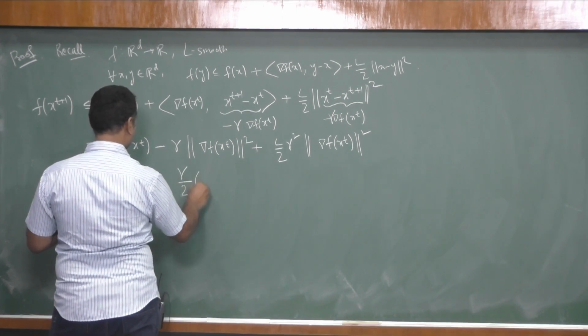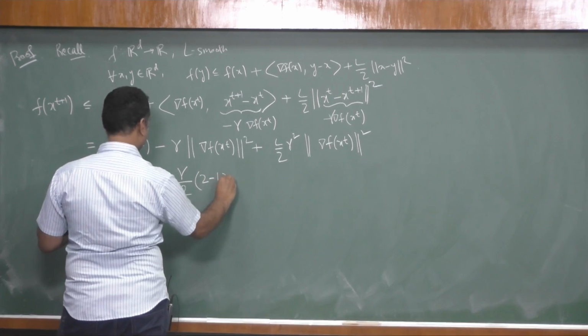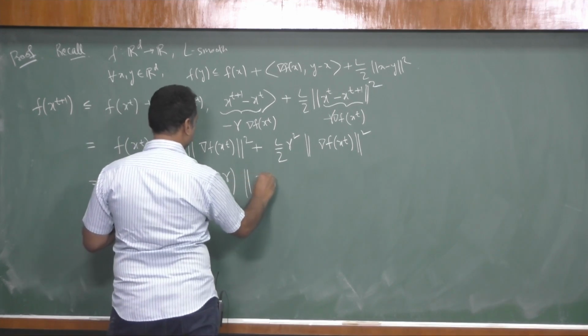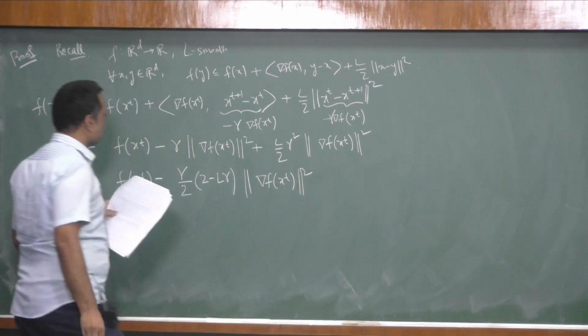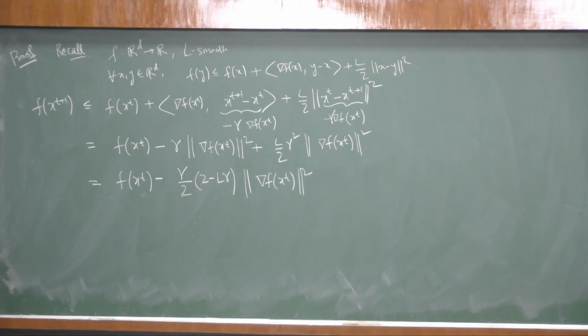Okay, let us write down and then we will see. So gamma by 2, 2 minus L gamma, and norm of grad f xt squared. Okay, it seems to be okay, because if I multiply this back, then gamma by 2 times 2 is gamma, and then plus L gamma square, that's fine. So what about 2 minus L gamma, right?